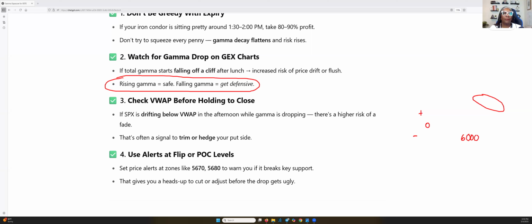Use alerts at the flip or the point of control level. Set your price alerts at zones like 5670 or 5680 to warn you. If it breaks this key support, that gives you a heads up to cut or adjust before the drop gets ugly. So basically at that flipping point, you can put the alert there that says if it gets past this flipping point, then I need to go ahead and close up my shop and be on my way.